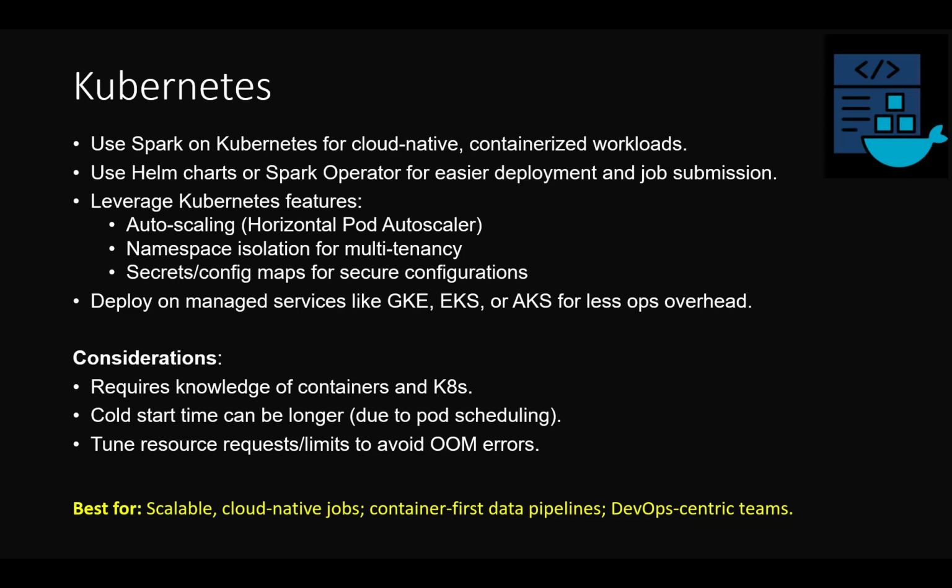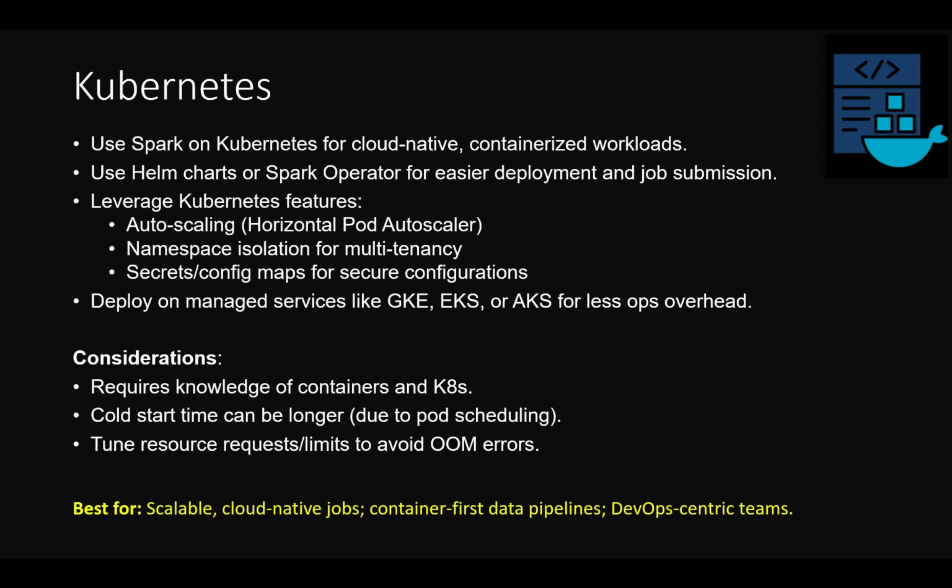So we can use Spark on Kubernetes for cloud native or containerized workloads. There is something called Helm charts or Spark operator for easier deployment. We can use these for deployments and job submissions in case of Kubernetes. Kubernetes' most salient features are that it provides auto scaling, fault tolerance, namespace isolation, and security. And we can deploy it on EKS, AKS, Azure Kubernetes Service, on any of the clouds. The only thing is it has a little bit of a steep learning curve.